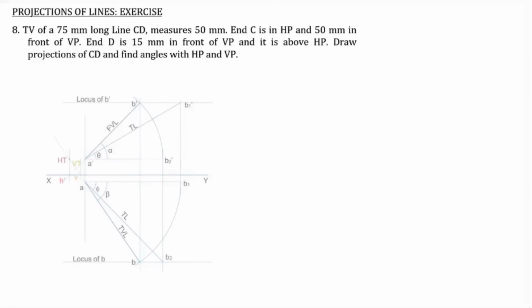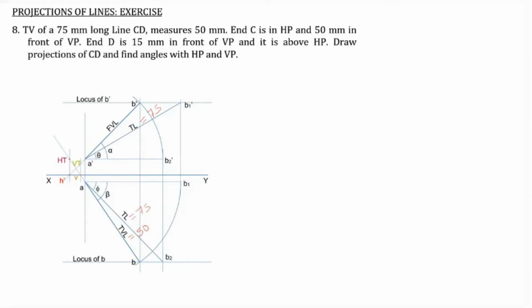Okay, now with the base figure, let's denote which are the different dimensions that are given. So top view of a 75 millimeter long line CD measures 50 millimeter, which means the true length, the actual length of the line, is 75 millimeter. So this is also 75. So the true length is 75, that is given. And the top view measures 50 millimeter. So the length of the top view is 50 millimeter. So these two data are there.